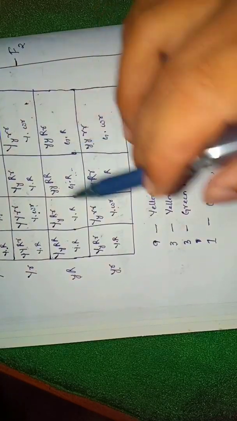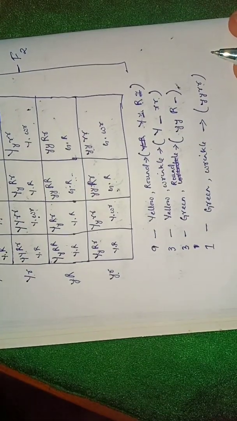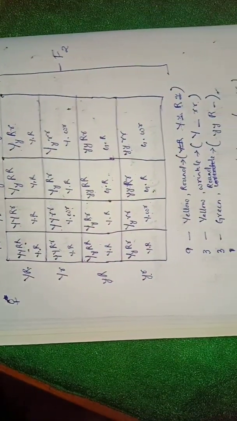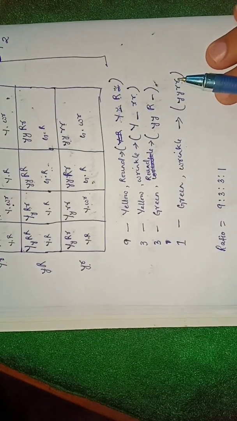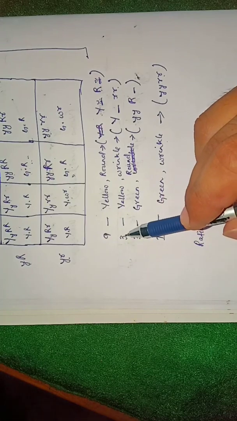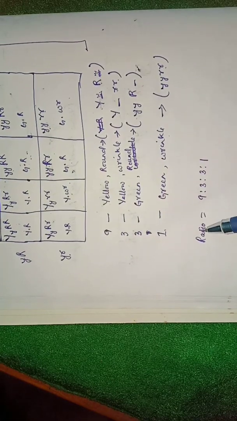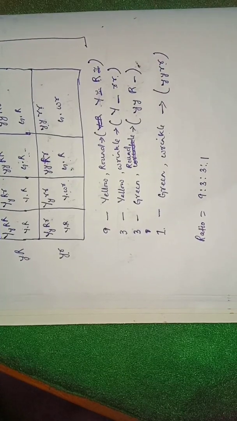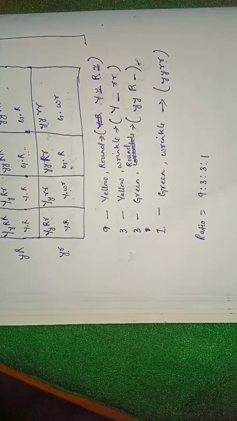So after fusing of the F1 hybrid plant, that means after selfing, the F2 generation individuals occur in the ratio of 9:3:3:1. So the ratio is 9:3:3:1. So this is all about Mendel's law.